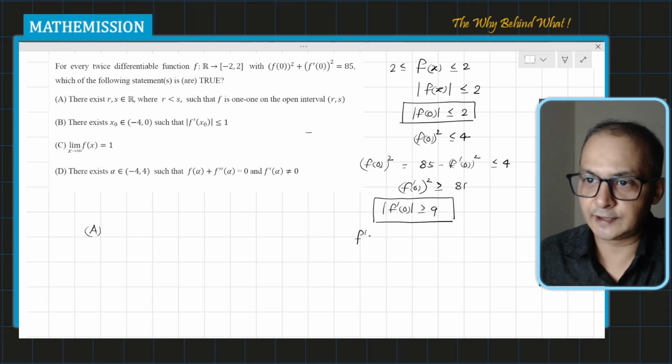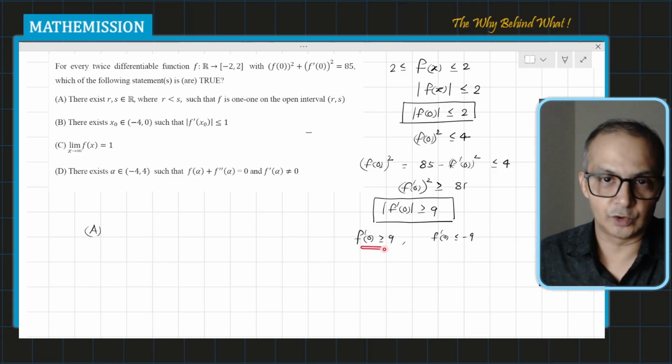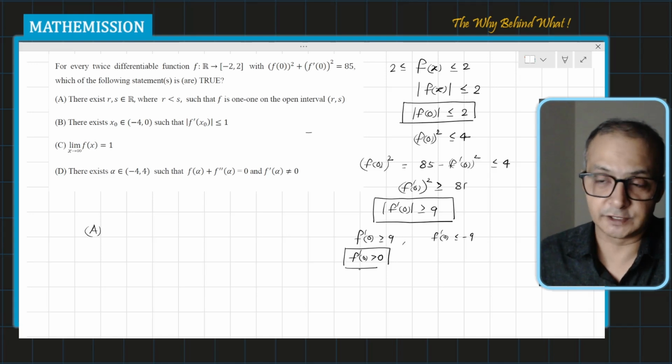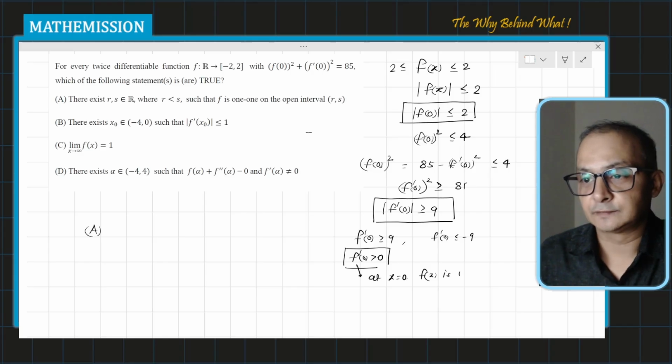If we can notice that f'(0) I can write greater than 9, and also f'(0) less than -9 from this inequality. So let's assume this part only. Let's take this part. f'(0) greater than 9 means what? If you are saying f'(0) is greater than 9, it means I can claim that f'(0) is greater than 0 only, because it's already greater than 9, so f'(0) is positive. So if f'(0) is positive, it means at x equal to 0, f(x) is increasing.